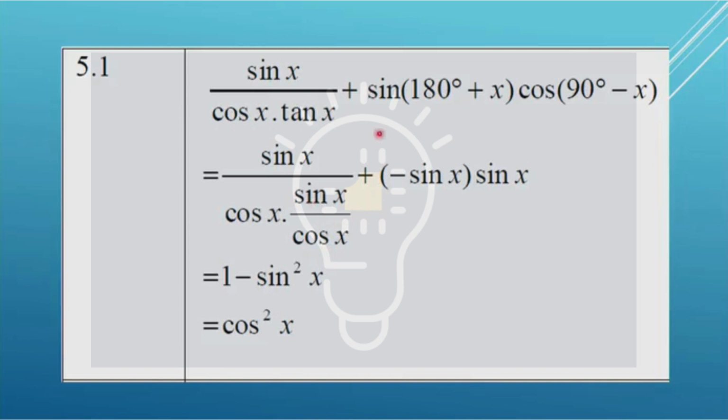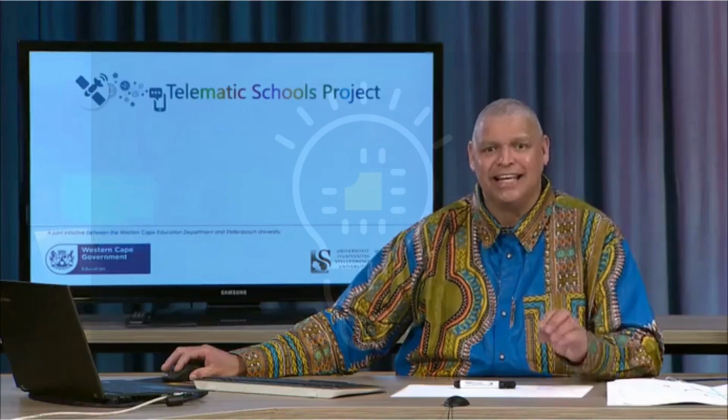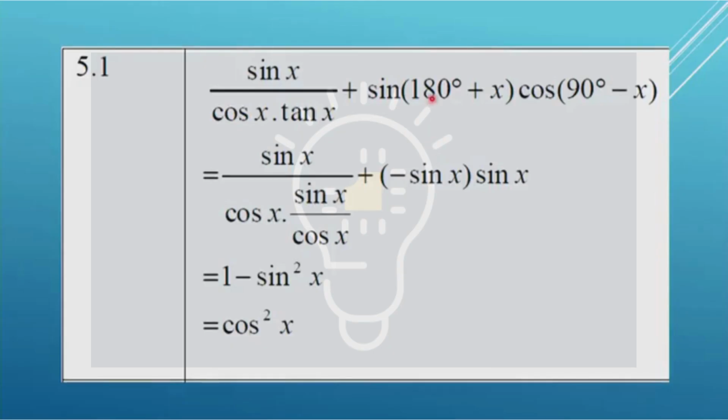We can use that. This sine 180 degrees plus x, remember this is the defining angle ratio of the third quadrant. And in the third quadrant, sine is negative. That's why this becomes minus sine x. And then the co-ratio from the first quadrant, the cosine of 90 minus x, from grade 10 we learned that that is simply sine x.